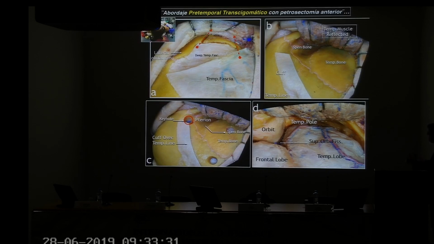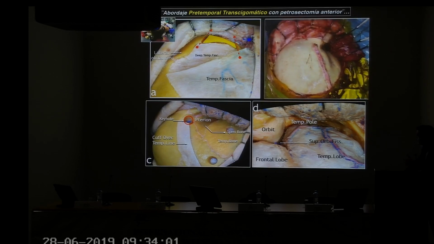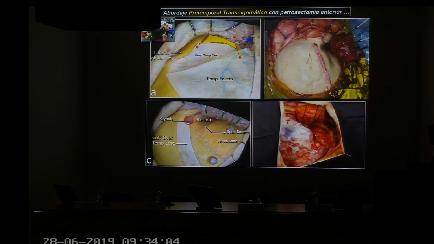We expose the sphenoidal bone, the temporal line, here the calf of the temporal muscles, here the temporal bone, here the pterion, of course, everybody knows that, and remove here. The craniotomy can show you this area: frontal lobe, temporal lobe, the base of the middle temporal fossa. If you open the dura mater, you can see this picture here, frontal, temporal.